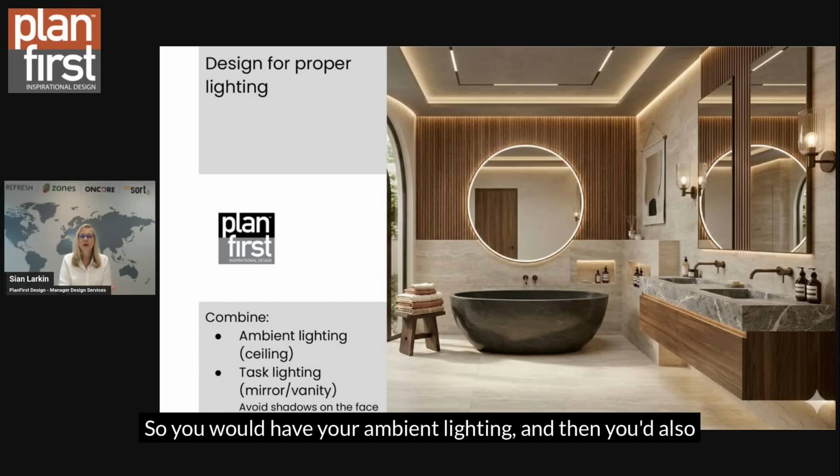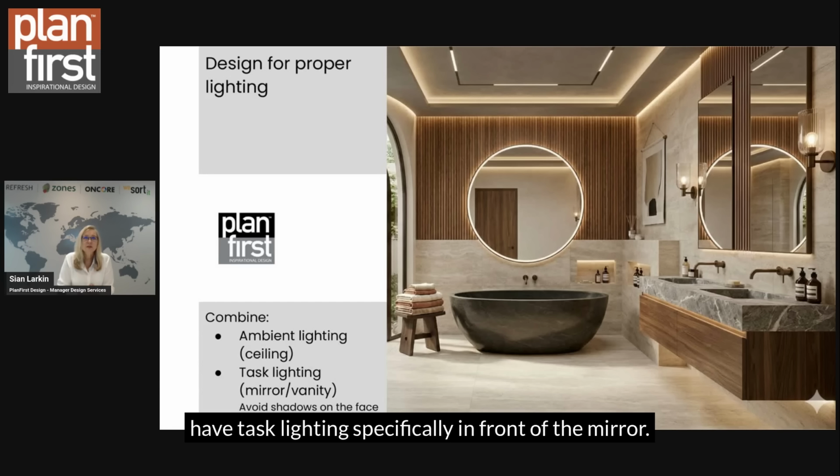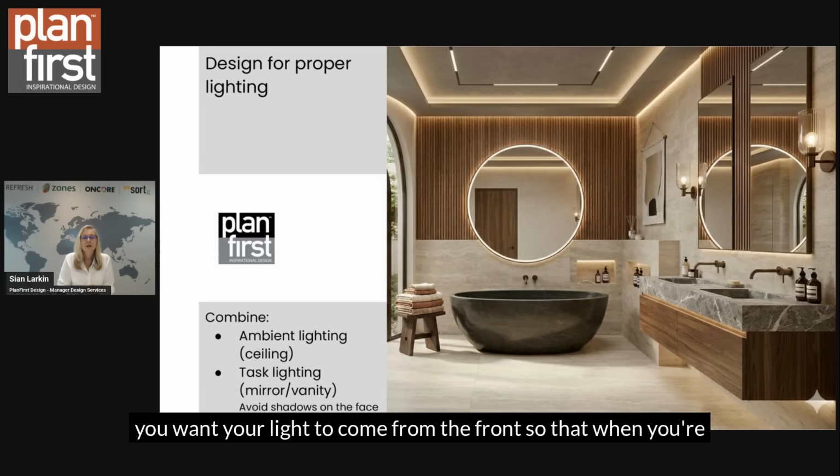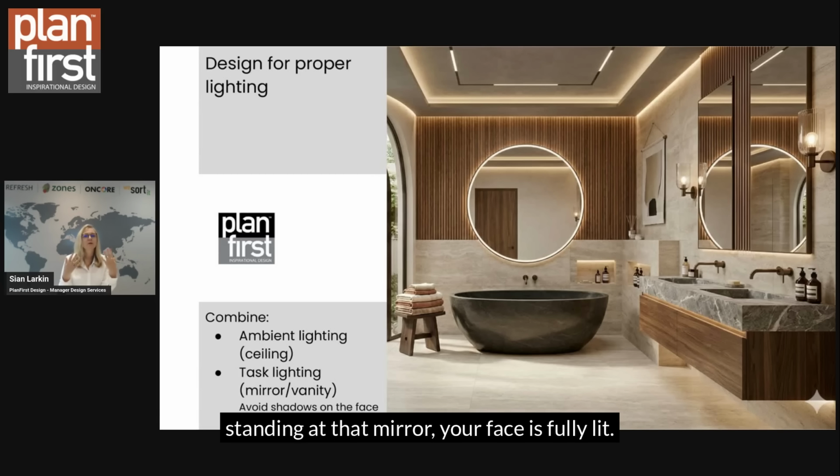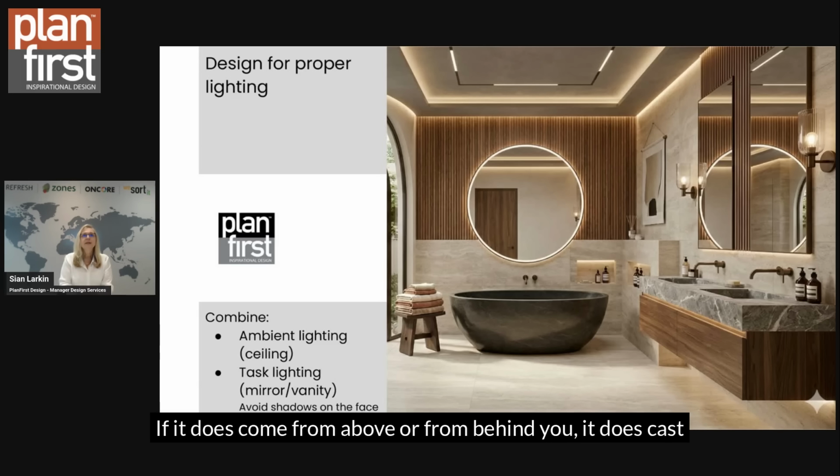So you would have your ambient lighting, and then you'd also have task lighting, specifically in front of the mirror. You want your light to come from the front, so that when you're standing at that mirror, your face is fully lit. If it does come from above or from behind you, it does cast shadows on your face, and it's not the best use of lighting.